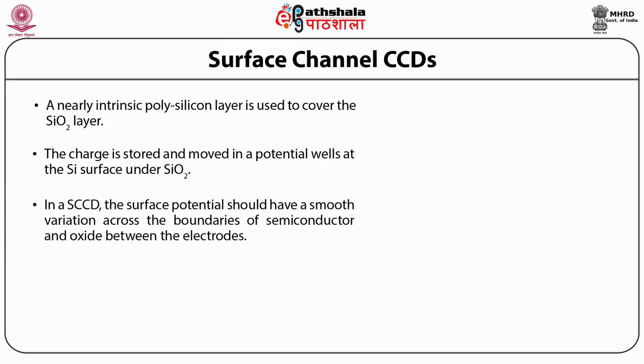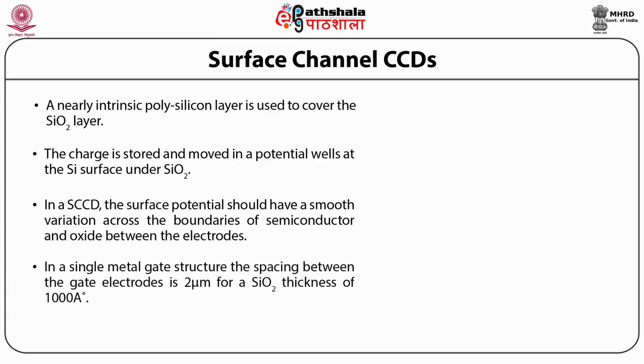In a SCCD, the surface potential should have a smooth variation across the boundaries of the semiconductor and oxide between the electrodes. This condition is fulfilled if the capacitors are close together so that their depletion regions overlap. In a single metal gate structure, the spacing between the gate electrodes is 2 micron for a SiO2 thickness of 1000 angstrom. This small gap cannot be obtained by the photolithographic process. The doped polysilicon structure is an alternative to the single metal gate 3-phase CCD, as shown in this figure.